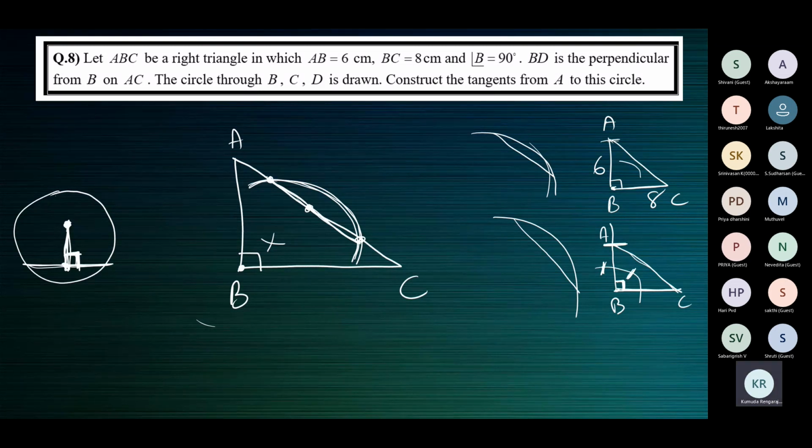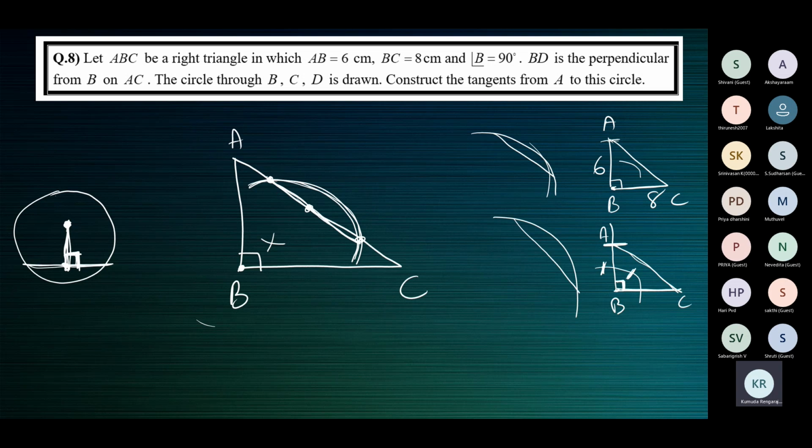With this as center, I repeat, see here. Now, what was the first thing? With B as center and any convenient radius, we draw an arc so that it intersects the hypotenuse AC at two distinct points. That's over. Now you can change the radius.